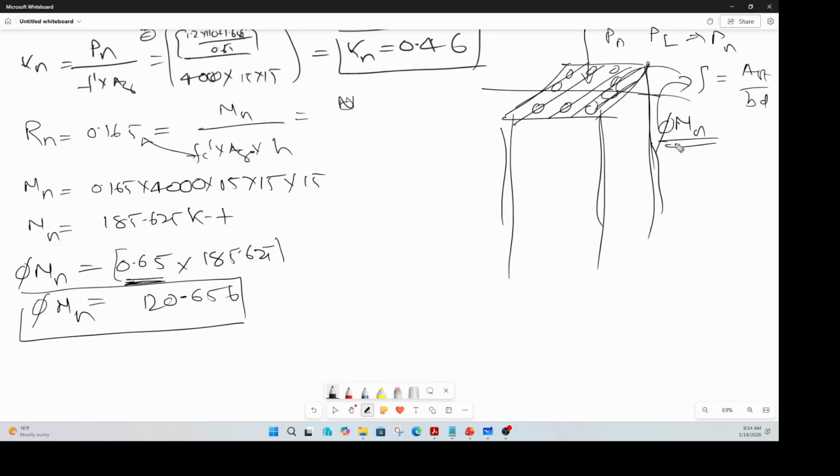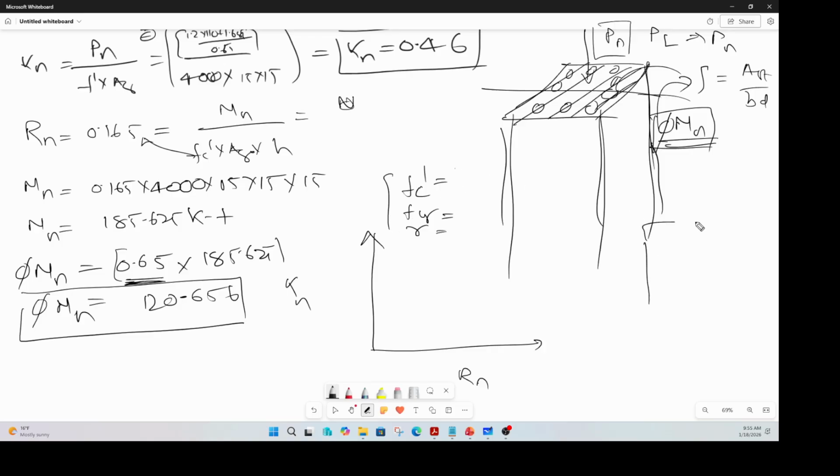Now, how did you find that value? Because we know that axial load interacts with moment, we had to go back to the moment interaction diagram. On the y-axis was Kn, on the x-axis was Rn, and this diagram was for a specific Fc prime, specific Fy, and specific gamma value. The tricky part was to calculate your gamma value.